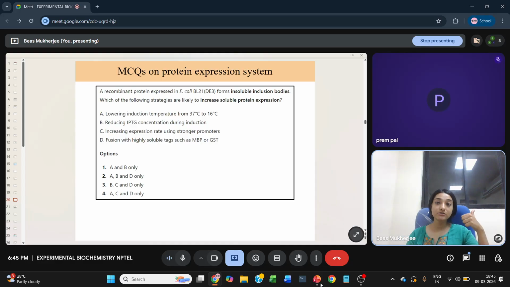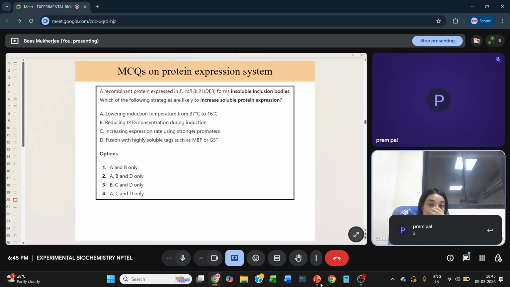So one of the ways is lowering induction temperature from 37 to 16 degrees centigrade, to prevent the protein misfolding. You're giving more time and less temperature to the bacteria to fold its protein. So it is grown for a longer duration, let's say overnight. That is one way. The other one is reducing IPTG concentration. So when you reduce IPTG concentration, less amount of protein is produced at a time. Another option is increasing expression rate using stronger promoters, and fusion with highly soluble tags such as MBP or GST.